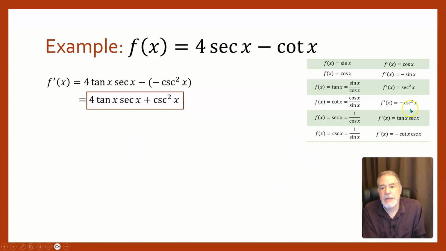Of course, if we didn't know or didn't remember the rules for the derivatives of secant x or cotangent x, we could have written secant x as 1 over cosine x, and written cotangent as cosine x over sine x, and used the quotient rules on those. Wouldn't have been nearly as easy, but we could have done it.